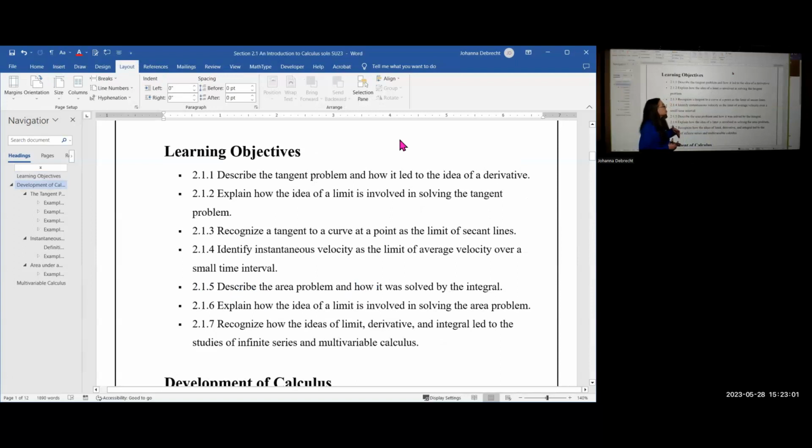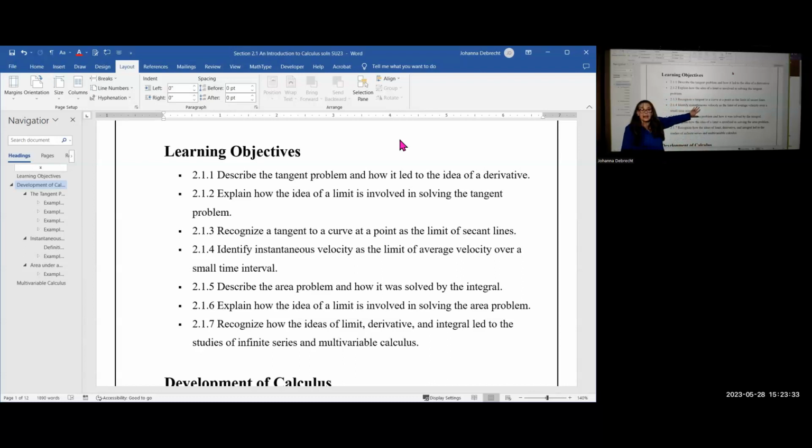Here are the learning objectives we're going to cover. We're going to describe this tangent problem, slope with a tangent line, and how it led to the idea of this second major construct in calculus, the derivative. And then we're going to explain how the idea of the limit is involved in solving this, what's the slope of that tangent line problem. And then we're going to recognize that the tangent to a curve is actually the limit of secant lines as the points get closer and closer to the fixed point.